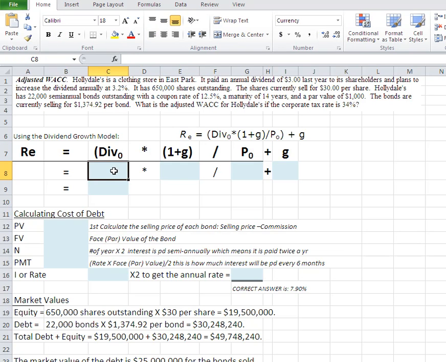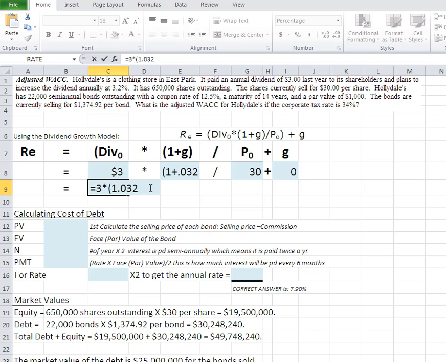The dividend, it says, was $3. The growth rate is 3.2%, so we'll just add 0.032 there. The purchase price is $30 per stock, and the growth rate again is 0.032. Just go ahead and run that calculation then. Take the $3, multiply it times, in this case, 1.032. We need to divide that whole number by the $30 cost and then add the growth rate back to that. 13.52% should be your answer for your cost of equity.